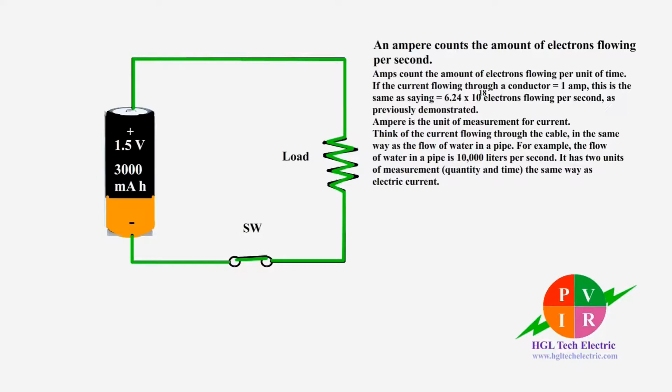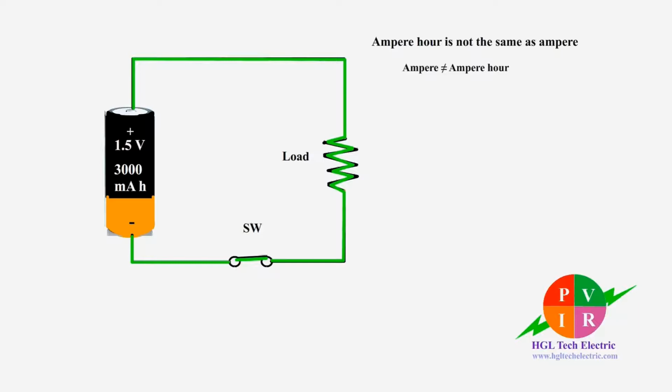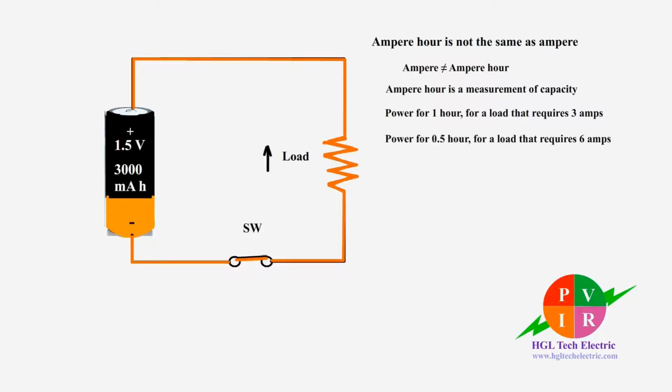Now we are going to talk about ampere and ampere hours. Amps and amp hours are not the same. Amp hours is a measure of capacity. For example, this battery can supply power for 1 hour, for a load that requires 3 amps, for half an hour if the load requires 6 amps, and for 2 hours if the load requires 1.5 amps.